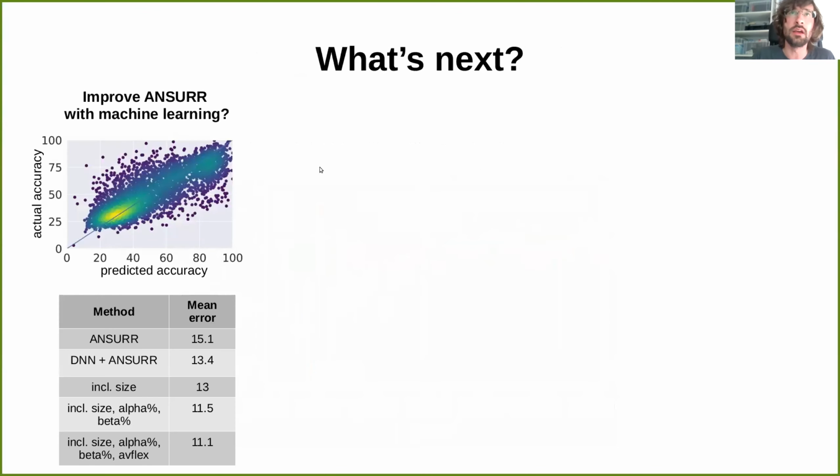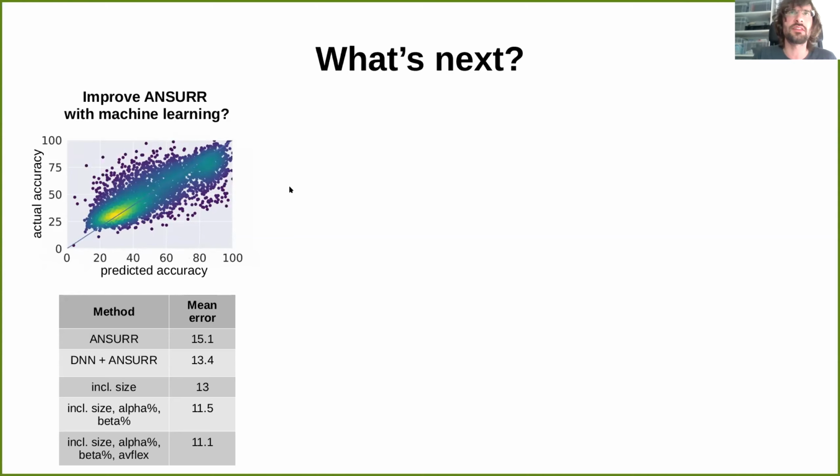Well, currently, I'm looking into whether ANSURR can be used to predict the accuracy of decoy protein structures. So these are physically plausible structures which represent the range of accuracy of structures generated by structure prediction programs. Here I've got the 16,000 decoys and their predicted accuracy according to ANSURR and their actual accuracy. And we can see that ANSURR does a fairly good job of this.